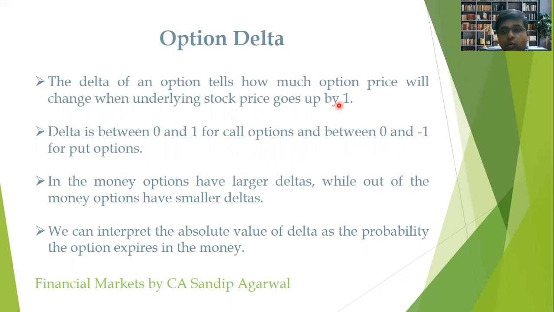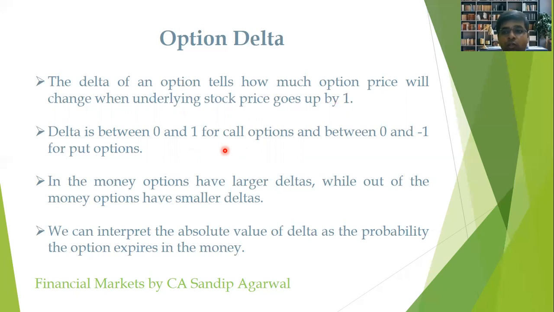Whereas the person who has sold that call option, whenever the price of the underlying instrument goes down by 1 rupee, will gain in terms of the decrease in the option price by 0.6 rupees. The delta of the call option is always between 0 to 1, and the delta of the put option is always between 0 to -1.